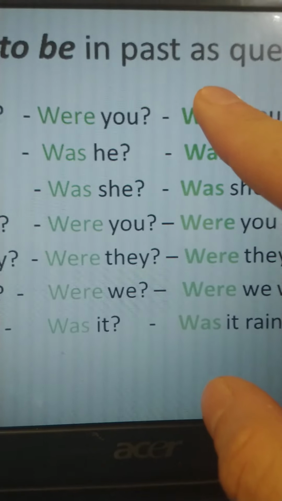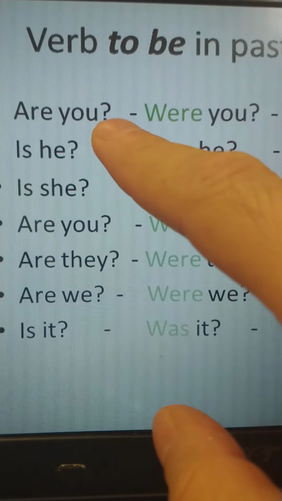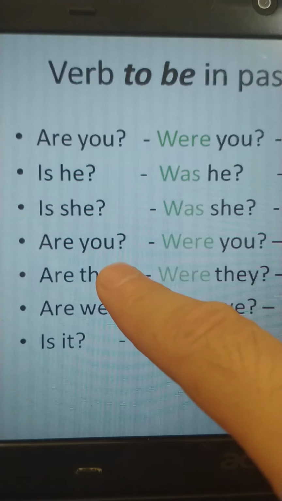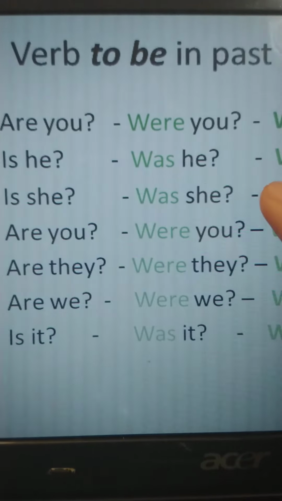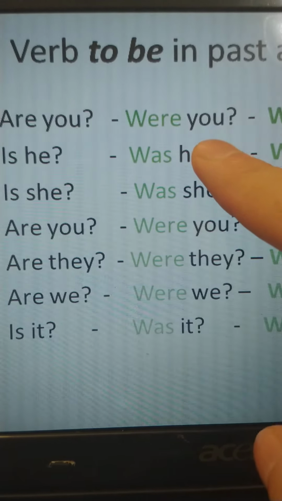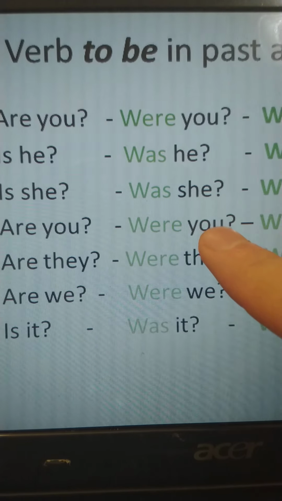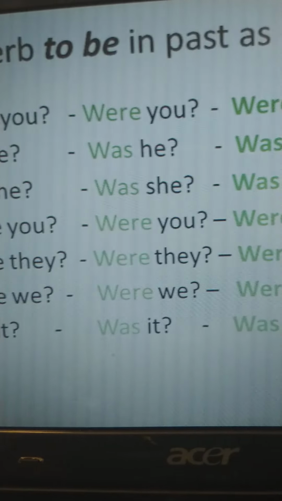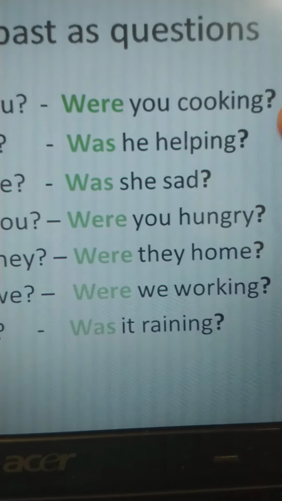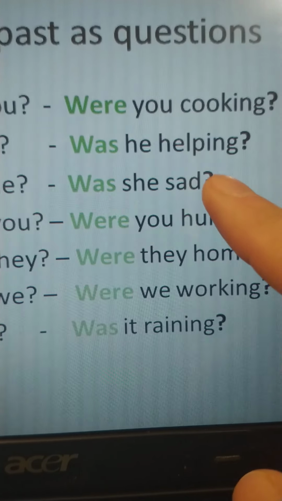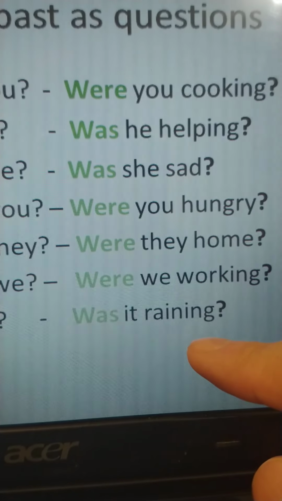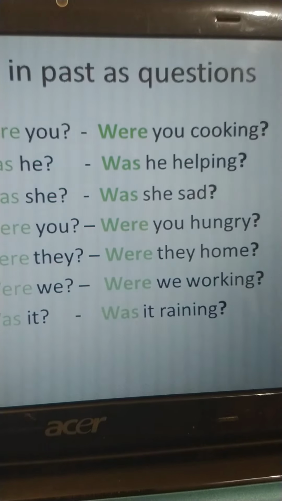The verb to be in past as questions. In the first column, you have the questions in present. Are you, is he, is she, are you, are they, etc. In the next column, you have the verb to be in questions in past. Were you, was he, was she, were you. And then in the next column, you have sentences, short sentences or short questions. Were you cooking? Was he helping? Was she sad? Were you hungry? Etc.